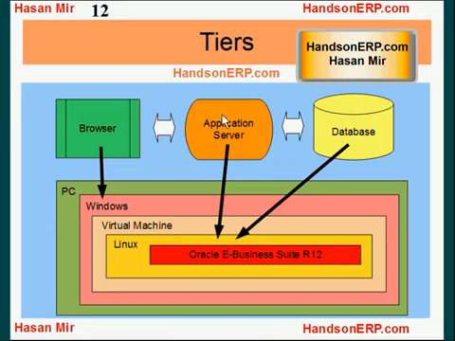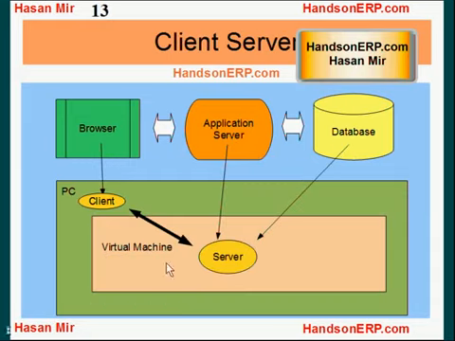So in other words, we are doing a 2-tier installation. One tier would be the computer of the client that has a browser in it, and the browser will connect to the server running Oracle applications. And the second tier is a machine that has all Oracle services running together on one machine: application server services and database services.